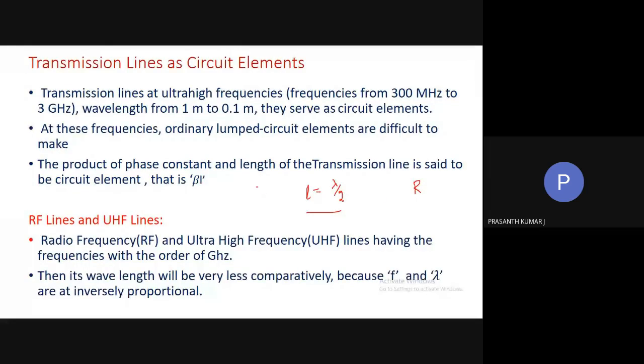The length can be lambda, or lambda by 2, or lambda by 4, or lambda by 8, different lengths like that. If you multiply the phase constant with this length, different properties can be achieved by using different lengths of transmission lines. This part I will cover in the next class. Now I will be taking the attendance.